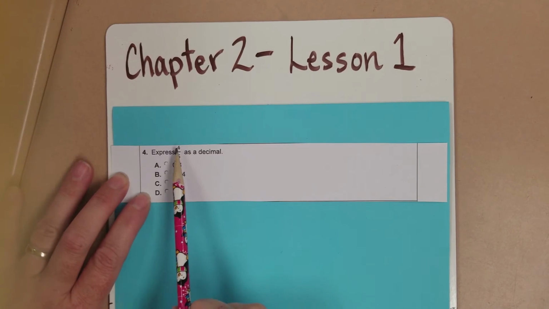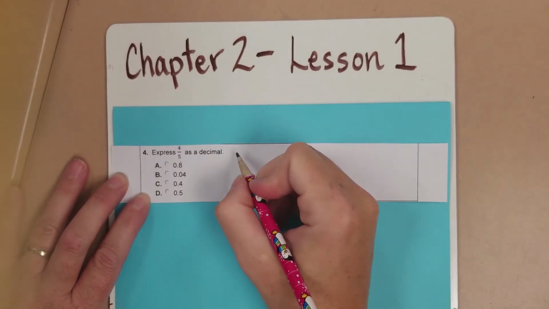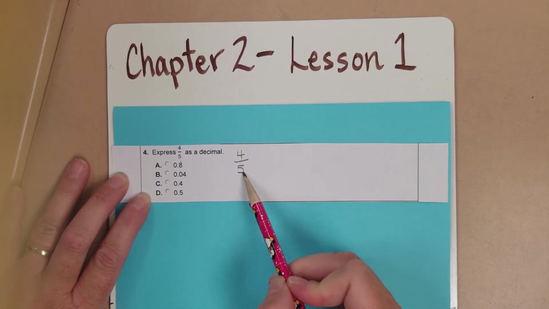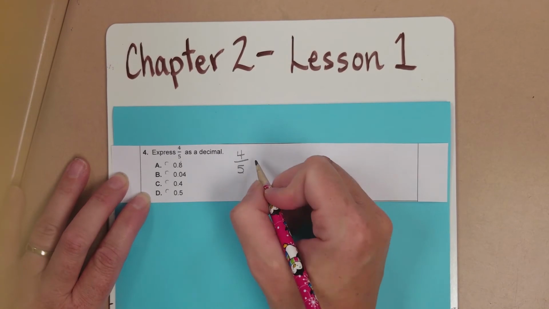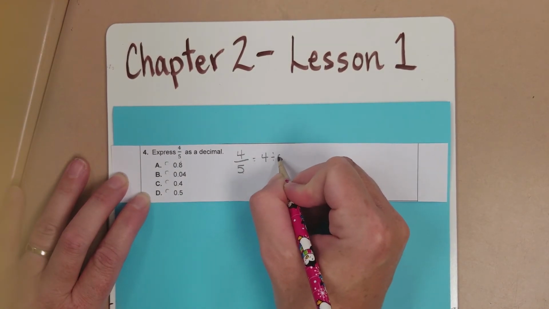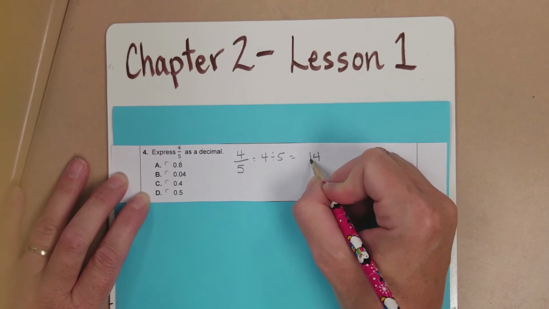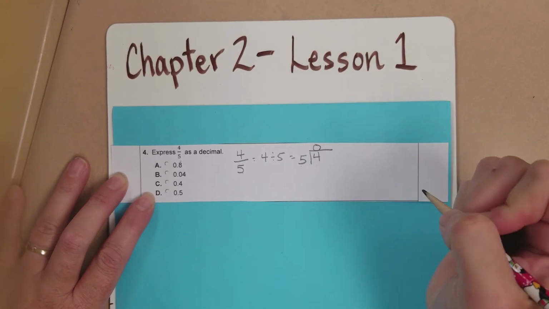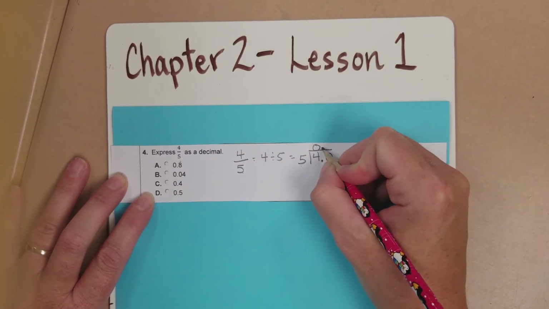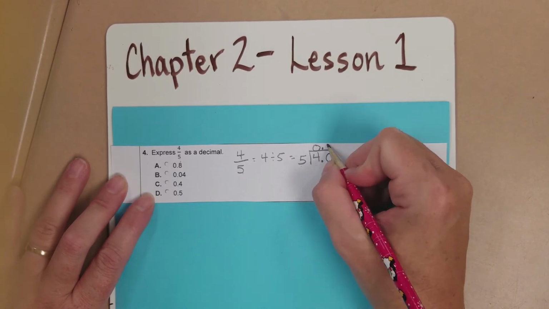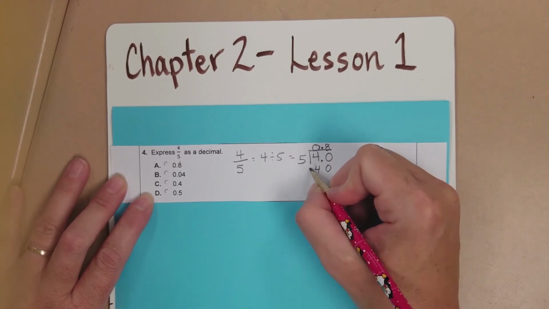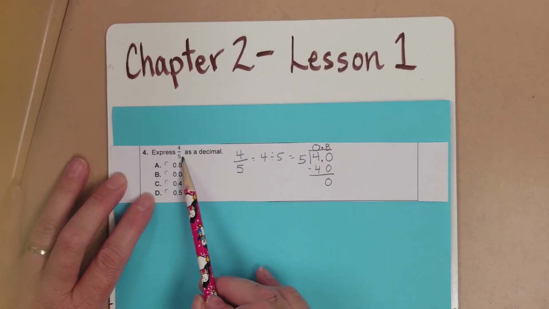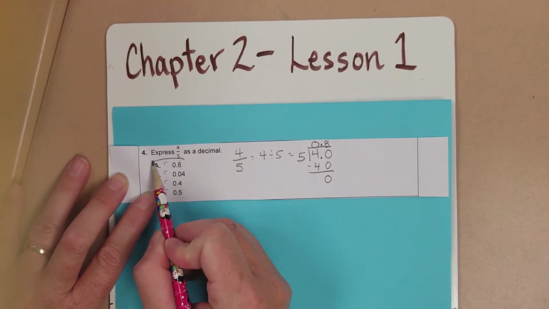Problem number 4, express 4/5 as a decimal. 4/5 can be read 4/5, or 4 divided by 5. 5 cannot go into 4. I'm going to add a decimal point and a 0. I'm going to bring my decimal point up. 5 goes into 40 8 times, which is 40, with nothing left over. 4/5 as a decimal is 8/10. Answer A.